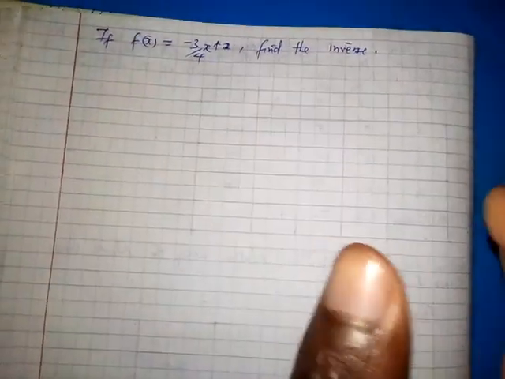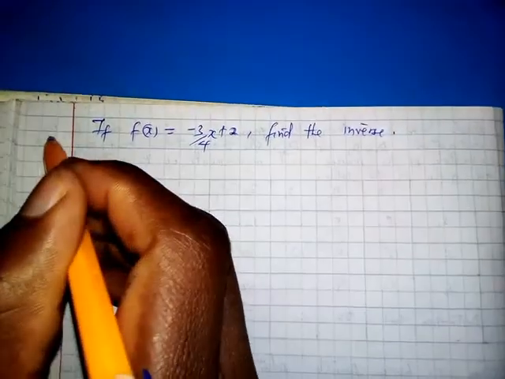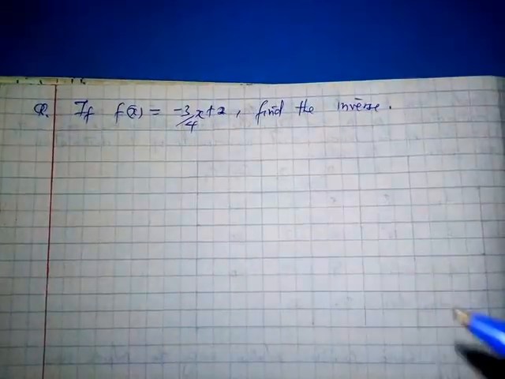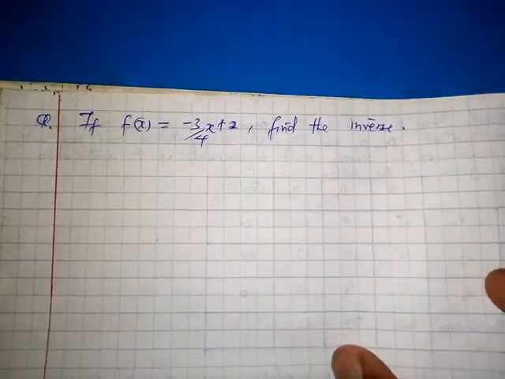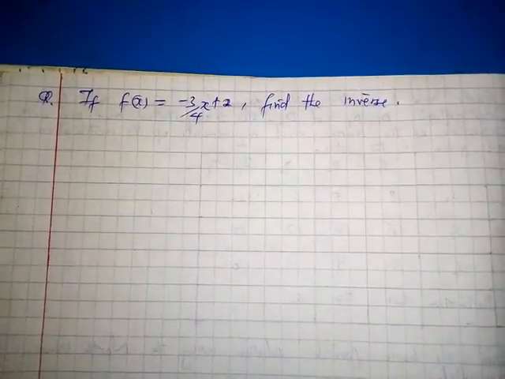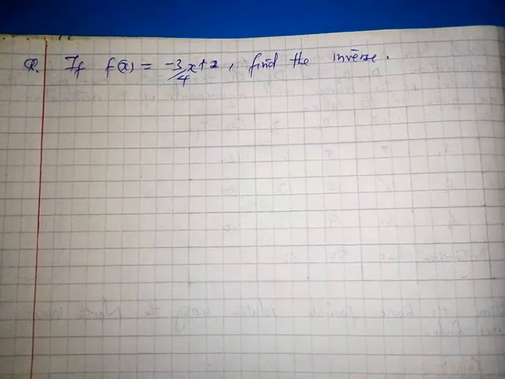So we have a problem here on how to find the inverse function. And this is the question: if f(x) is equal to negative 3 over 4 x plus 2, find the inverse.